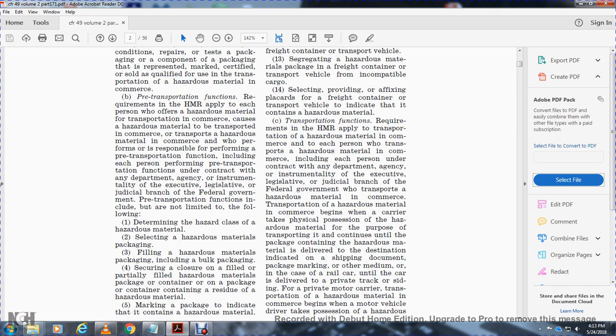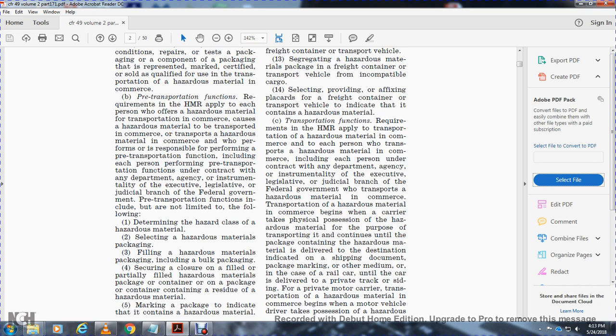Indicating the container for the hazardous material transportation function requirement. The regulations apply to each person who transports a hazardous material, including each person under contract to any department or agency of the executive, legislative, or judicial branch of the federal government. Transportation of hazardous material in commerce begins with the carrier taking physical possession of the hazardous material for the purpose of transportation.